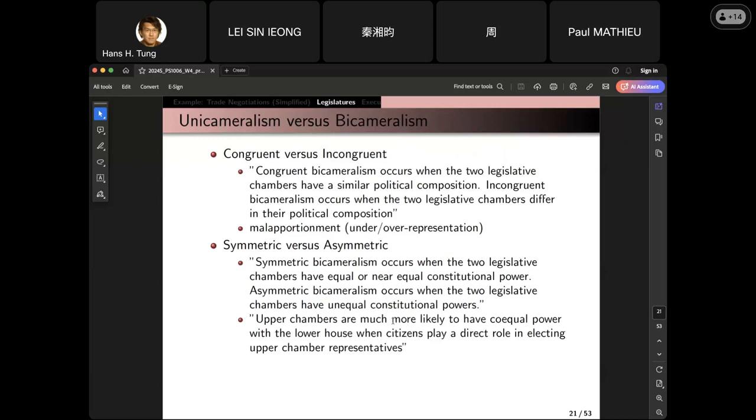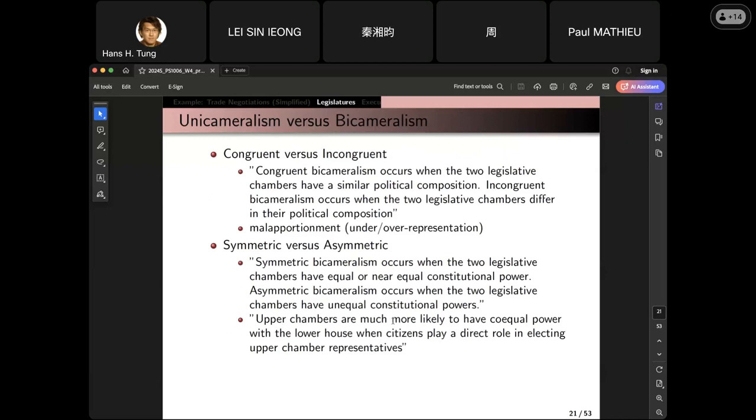But the thing is, something they call malapportionment. This is important because, I will give you some examples, but it's pretty rare to have congruent bicameralism actually. So what's the point of doing that, right? You might imagine yourself. What's the point? You have two chambers, but they represent the same kind of people. What's the meaning of doing that? It's a waste of resources.